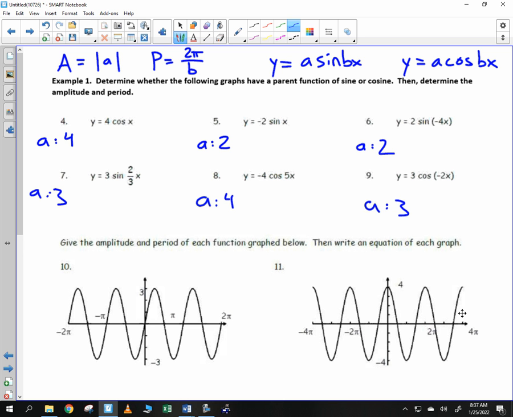Period is a little bit more difficult. You take 2 pi and divide it by b. B is the number in front of x. What is the number in front of x? So 2 pi divided by 1 is just 2 pi. What that means is it completes 1 full cycle in 2 pi units. Same thing here. You can see that the number in front of x is 1. So therefore the period is 2 pi.